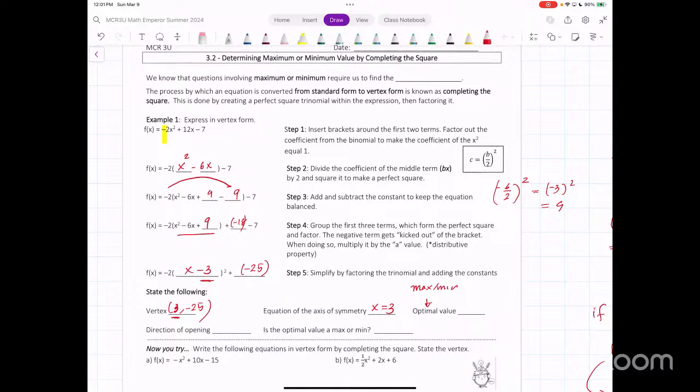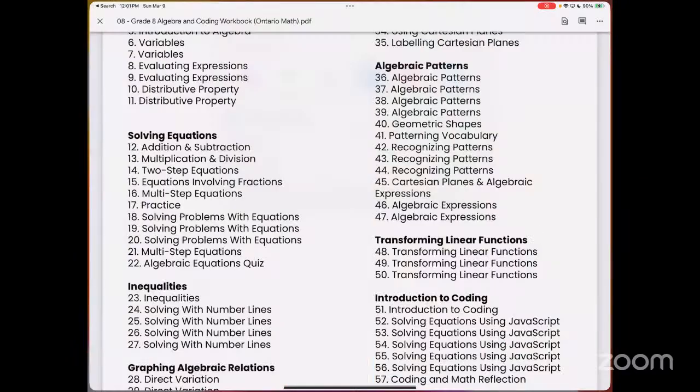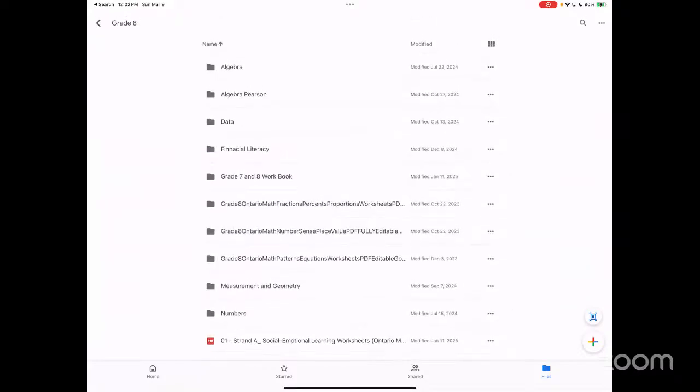So I need a print. I don't have a copy. I don't have it. So let's print for you. Do you have enough pages to print? All right. So that's on my right side.